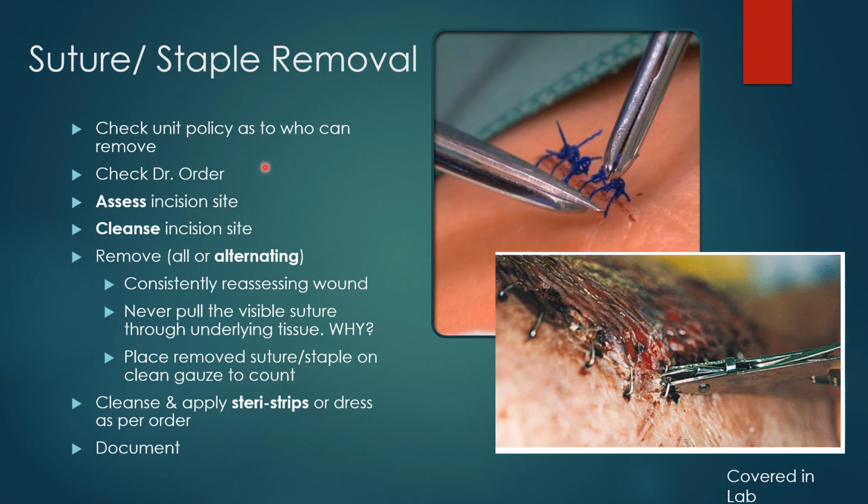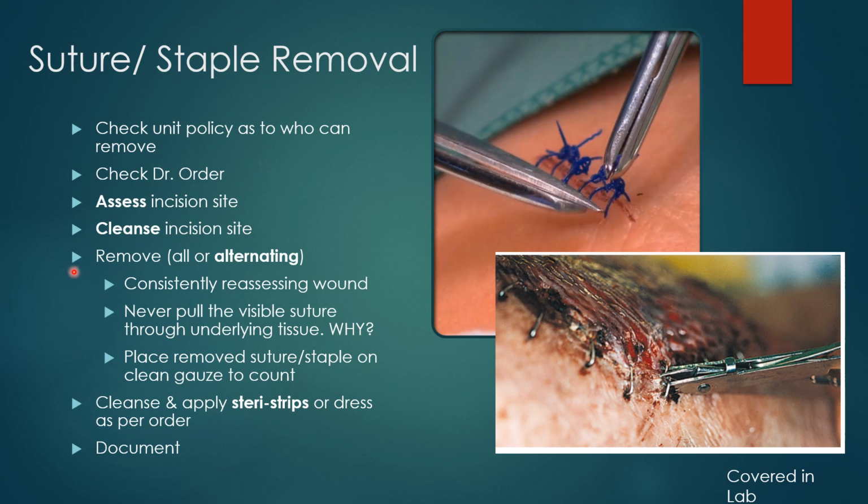We're going to check the doctor's orders. We're going to assess the incision site. We're going to make sure that it is appropriate for these sutures to be removed. So we're going to make sure that this incision looks to be healed, that the edges are well approximated, meaning that they are closed and touching each other, and there's no sign of infection or any dehiscence. We'll talk about dehiscence later on.